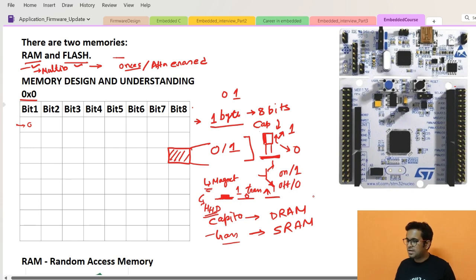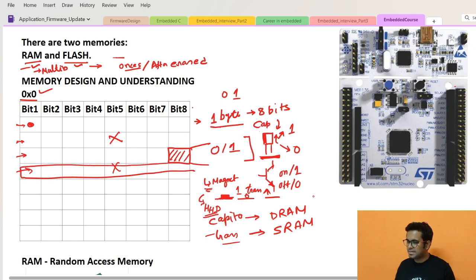And every data structure will have a starting address from where the data will start filling. You cannot access the middle, you only have to access the starting address. If you want to update the fifth bit of this one, then you have to access this entire structure of 8 bits, and then update this bit.